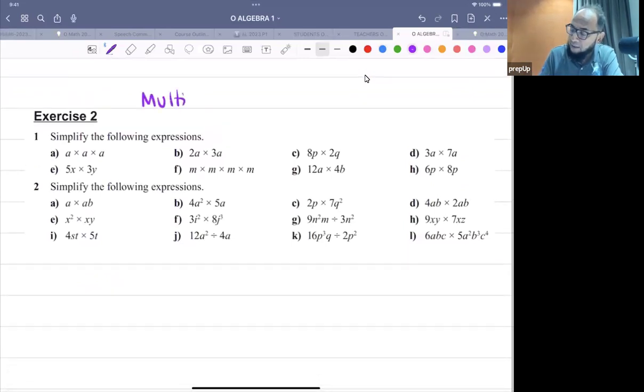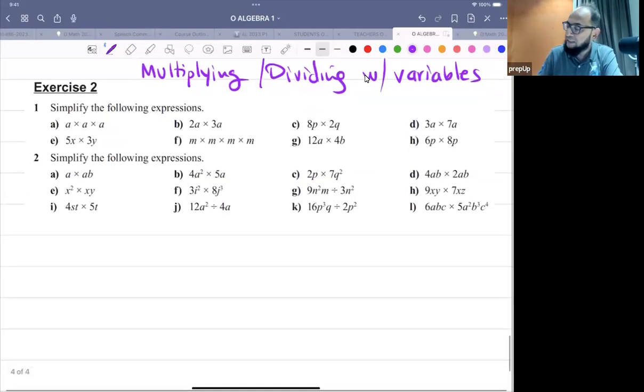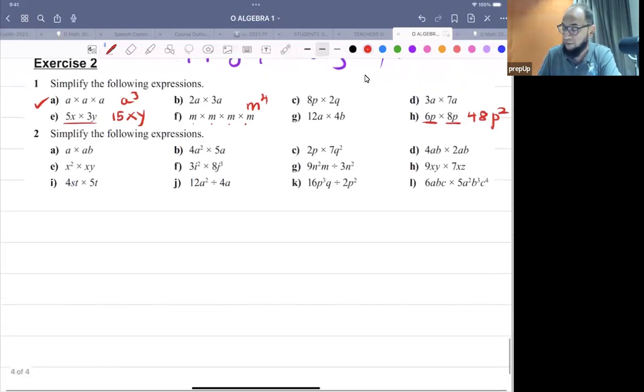So multiplying, or for that matter, dividing with variables. So again, apples with apples, oranges with oranges, they will divide. For example, over here, a into a into a, that is a cube. 5x into 3y, that's 5 into 3 is 15xy. There are 4 m's multiplying together, that is m raised to power of 4. There is 6p into 8p. 6 into 8 is 48, and this becomes p square. I hope this is all good, all clear.